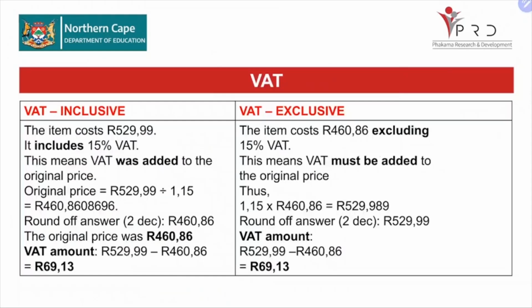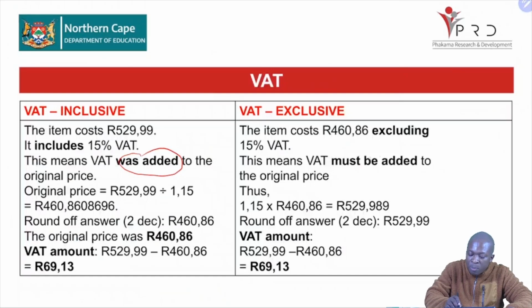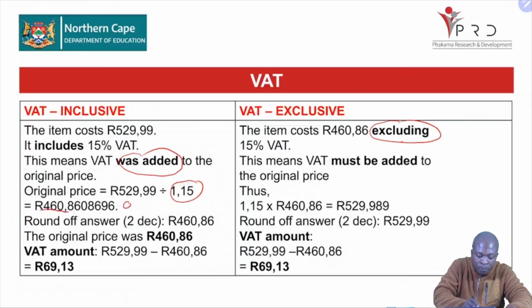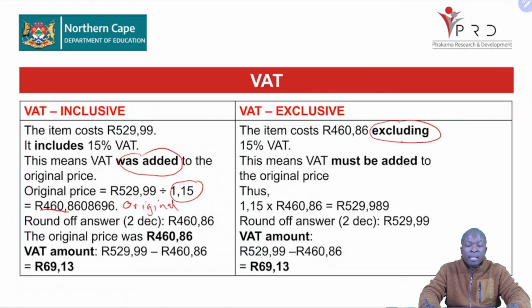Good. Now, how do we get the difference between VAT inclusive and VAT exclusive? Inclusive means VAT was already added. Exclusive means what? There is no 15% VAT. So if it is inclusive, then you can only work with the original and how much VAT was there. If it is exclusive, it means you can work with inclusive and how much VAT. So let's see. The 529.99, if we divide it by 1.15, 1.15 means what? 115 over 100. It means the original amount is 460 rand and 86 cents.